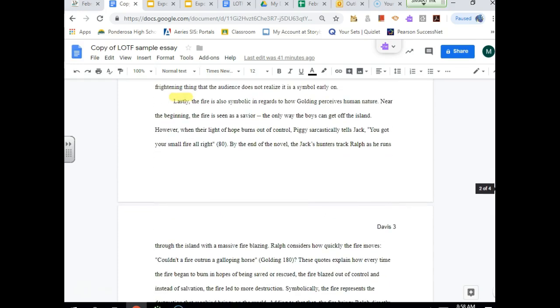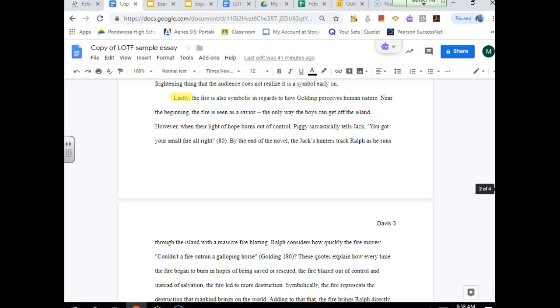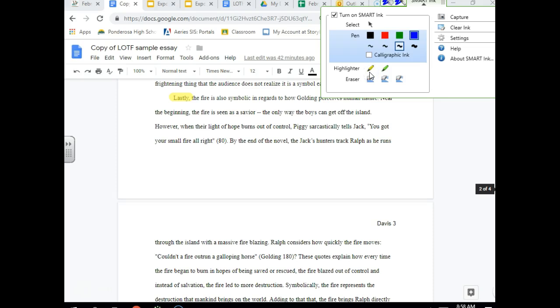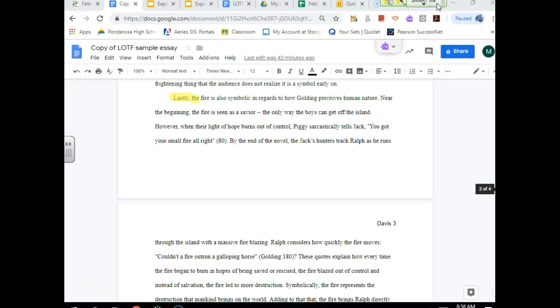All right, Grant. So we have our transition, okay? Where's my introductory sentence? The first one. So: lastly, the fire is also symbolic in regards to how Golding perceives human nature. Is that correct? Yes. So what's the next thing in a body paragraph, Grant? Evidence. Evidence, so that is pink. I'm going to read. Tell me when to stop. Tell me when the evidence ends, and then I get into explanation. Well, there's a lot of evidence. Maybe I repeated my formula. If I go evidence, explanation, that's okay.